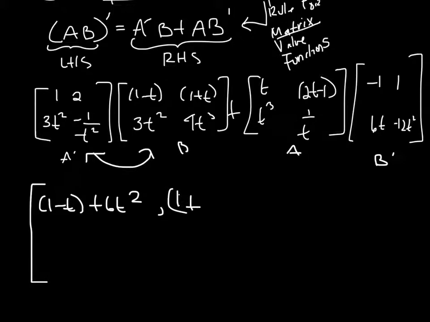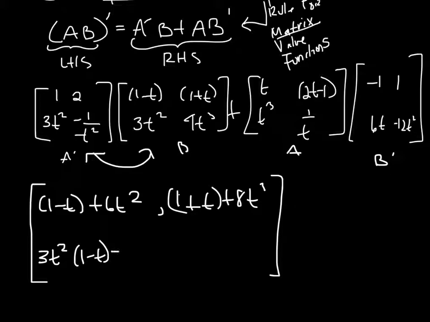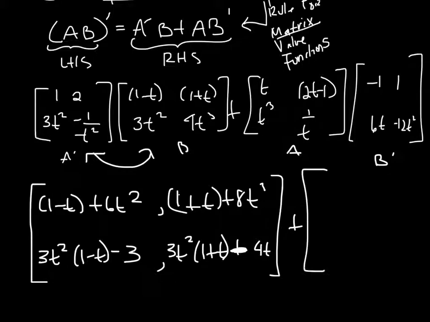1 plus t is the next one, plus 8t cubed. And then we have this row times this column for this entry. We have 3t squared times 1 minus t, minus, let's see, we get 3. Next row times the second column gives us this entry, and we get the following: 3t squared times 1 plus t, plus, and then we get negative 4t. So that's really a minus there, minus 4t, plus our next 2 by 2 matrix.